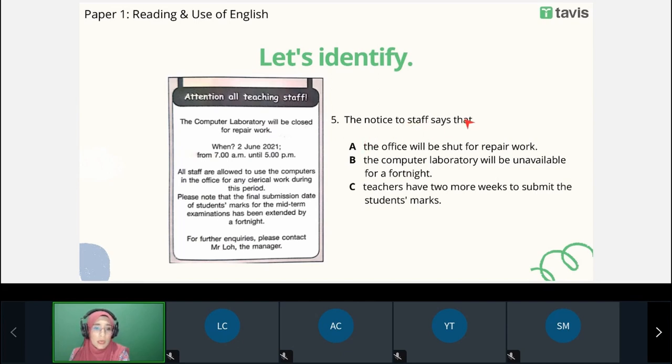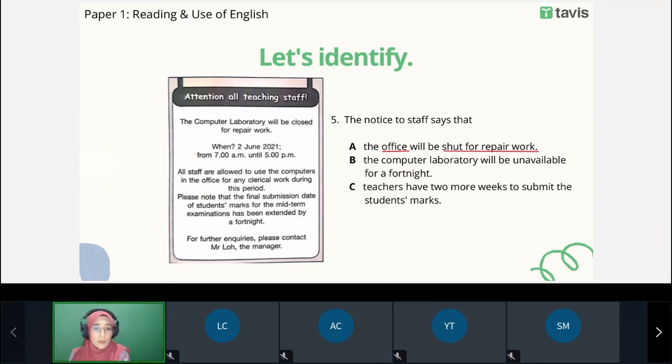The notice to staff says that A, the office will be shut for repair work, or B, the computer laboratory will be unavailable for a fortnight, or C, teachers have 2 more weeks to submit the students' marks. Now which one would be the correct answer? Let's try and look for keywords. For A, the keyword here is office shut for repair work.